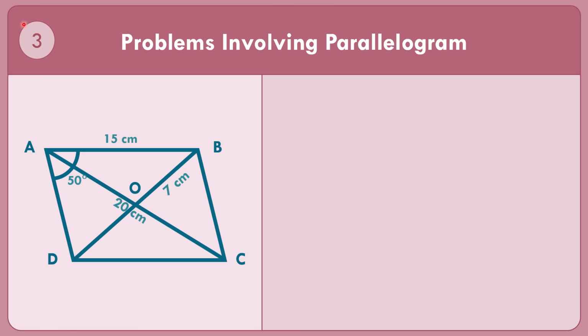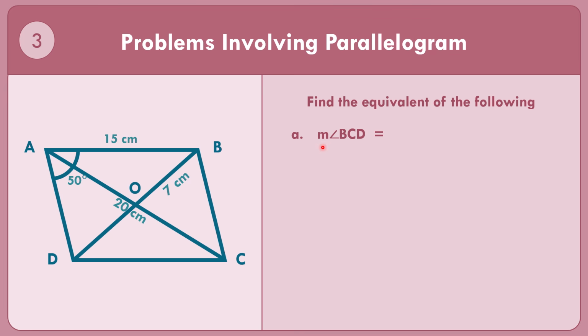Let us solve for example number 3. In the parallelogram ABCD, the measurement of line segment BO is 7 cm, line segment AC is 20 cm, line segment AB is 15 cm, and the measure of angle A is 50 degrees. Let us find the equivalent of the following.